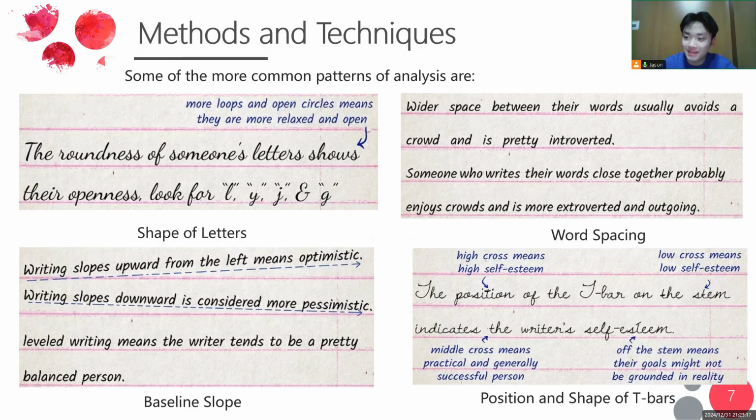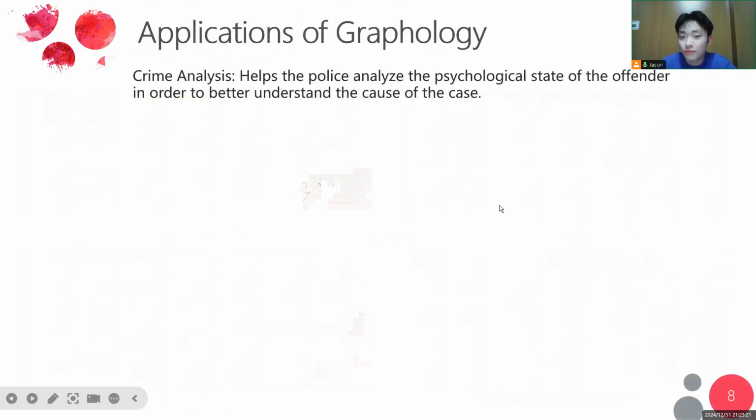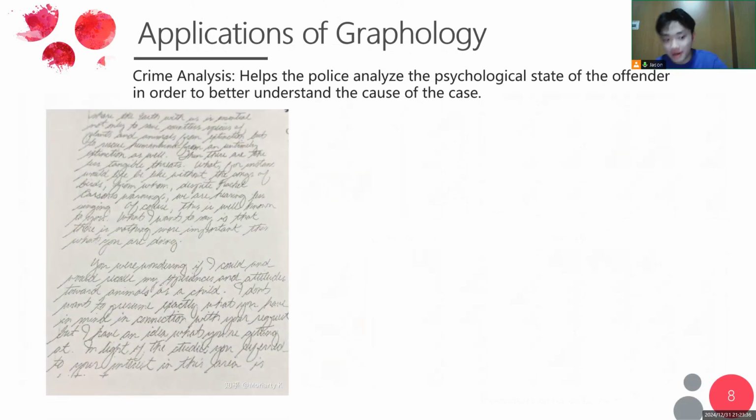And now with some basic knowledge, we get into an example here. Graphology is always used in crime analysis, helping the police analyze the psychological state of the offenders in order to better understand the cause of the case. Okay, this is a letter written by an American guy called Ted Bundy.